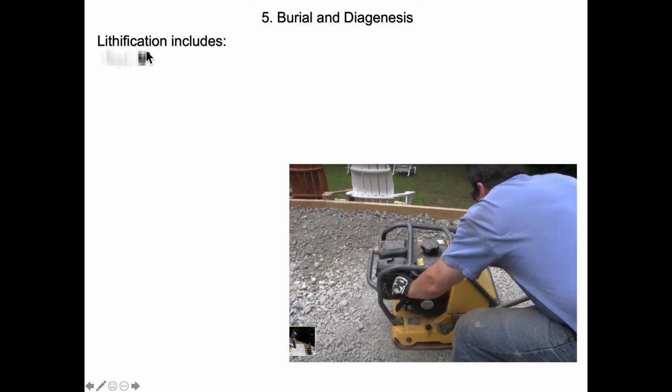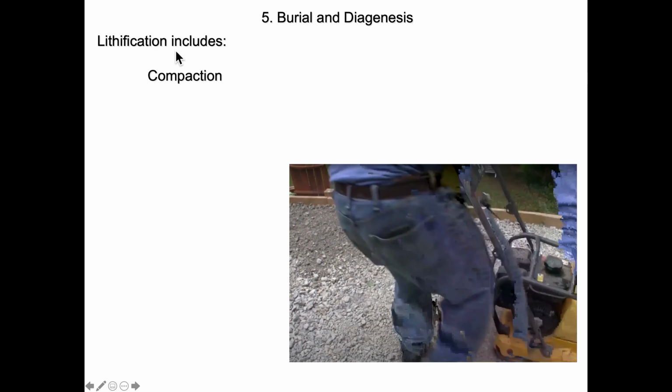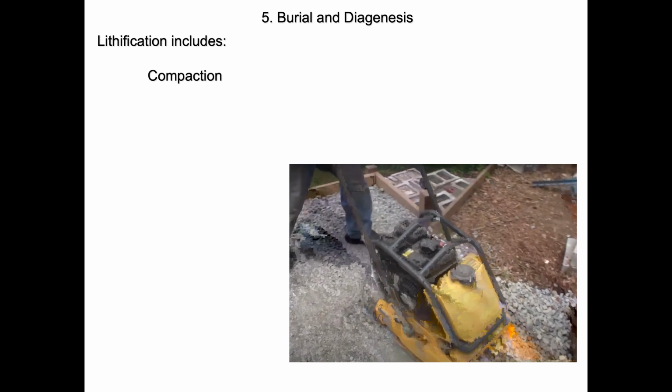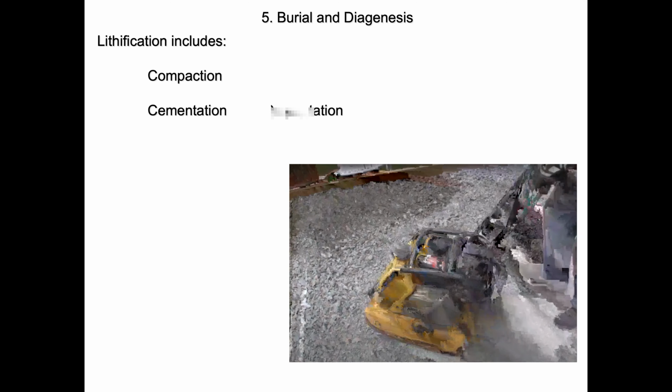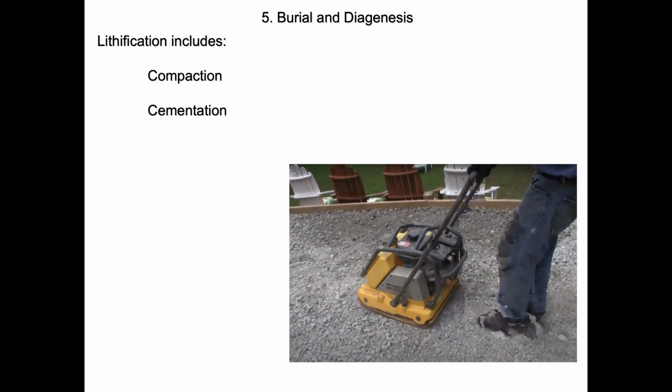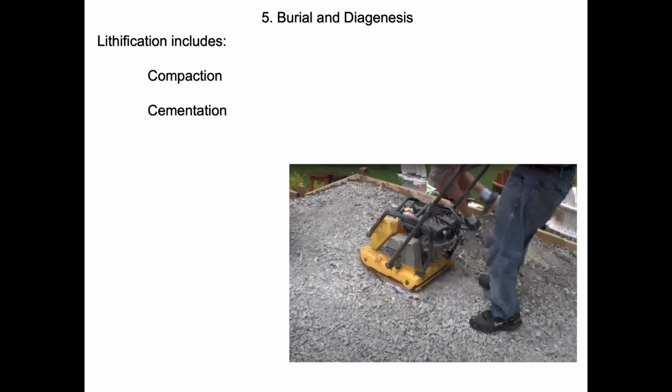Lithification, which means rockification, includes compaction, a compression of the material, forcing the grains closer together, followed by cementation, the growth of cement between the grains that holds them together.